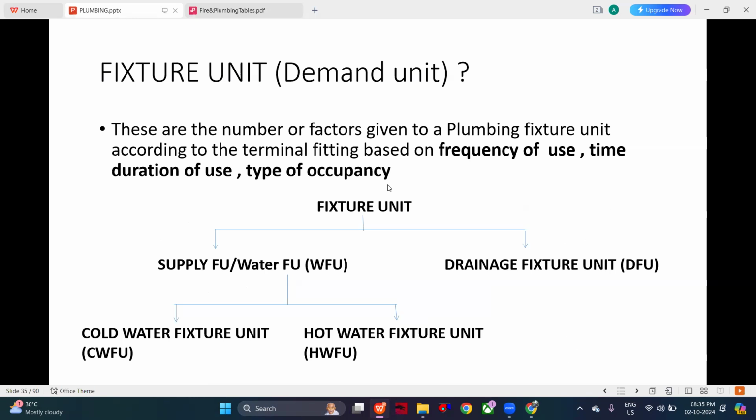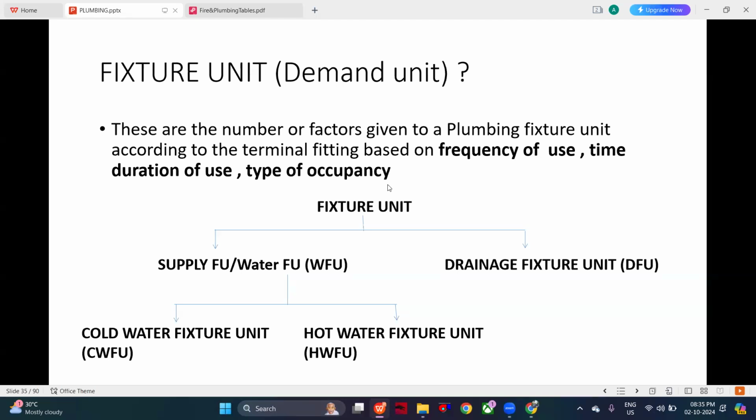These are represented by abbreviations, short words. The supply fixture unit is WFU, water fixture unit, and DFU is for the drainage fixture unit. And WFU is again divided into two: CWFU and HWFU. CWFU means cold water fixture unit and HWFU means hot water fixture unit.